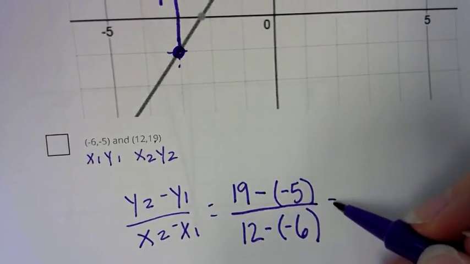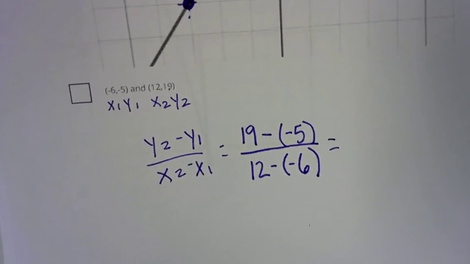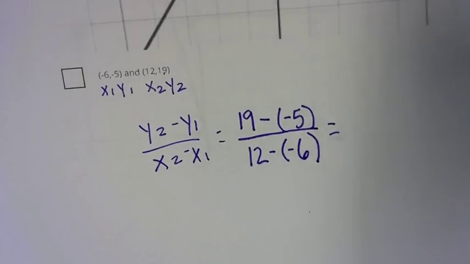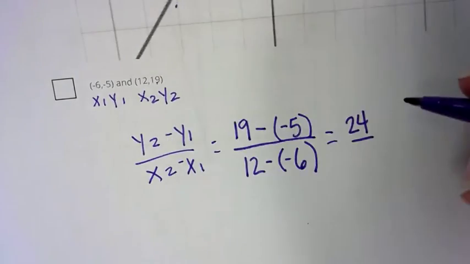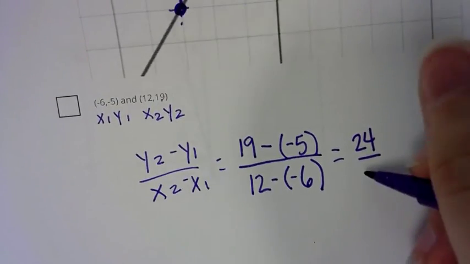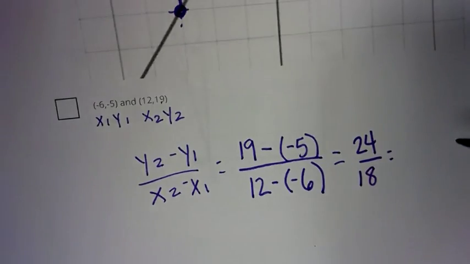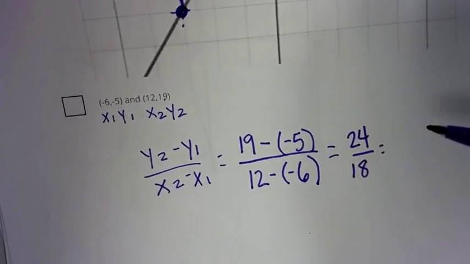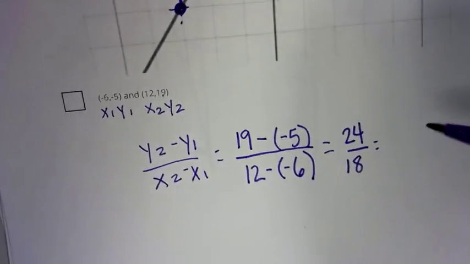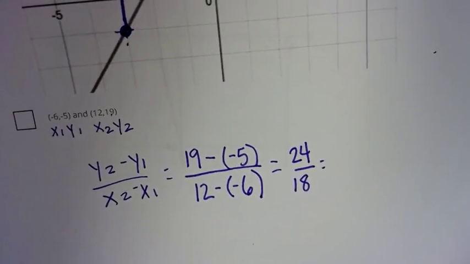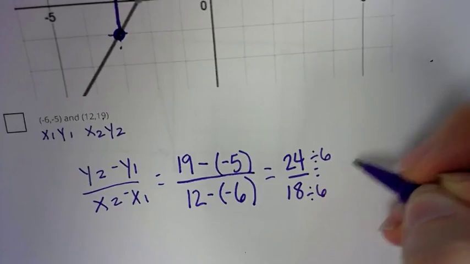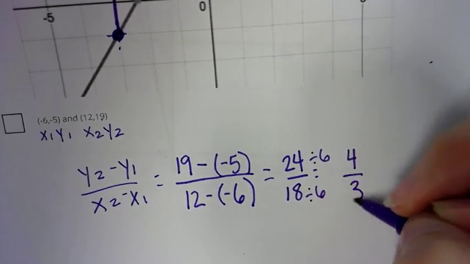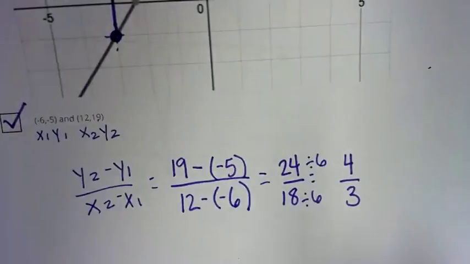So then 19 minus a negative 5 is 24, over 12 minus a negative 6 is 18. So then when I simplify 24 over 18, I divide them both by 6, and I get 4 over 3. So the slope of this one is 4 over 3 as well.